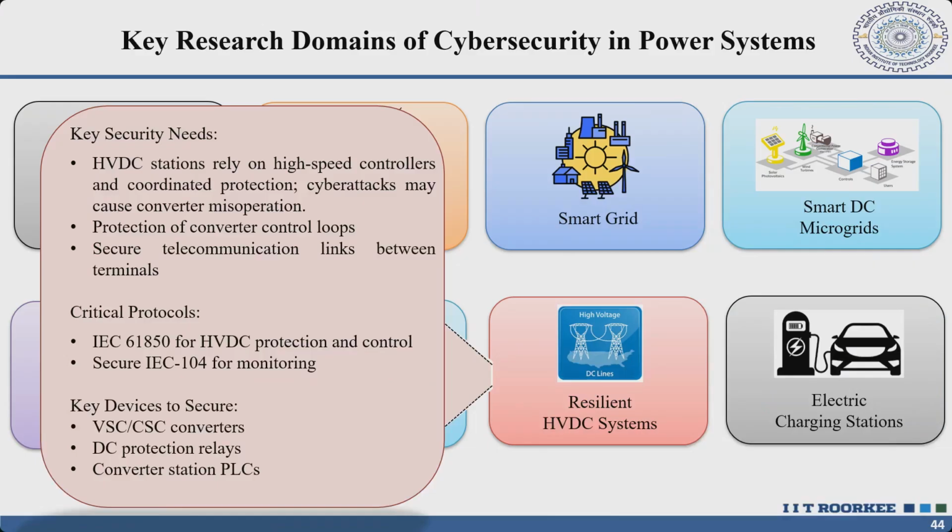HVDC, long or large distance HVDC systems are there. So that also we need to secure, because in the HVDC part most of the communication takes place, and most of the protection systems are based on differential protection. So they are trying to send the data locally as well as from one substation to another substation, rectifier to inverter substation, through some software and some protocols. And these protocols are 61850 and IEC 104. IEC 104 is used for monitoring purposes, and 61850 is used for protection and control purposes.